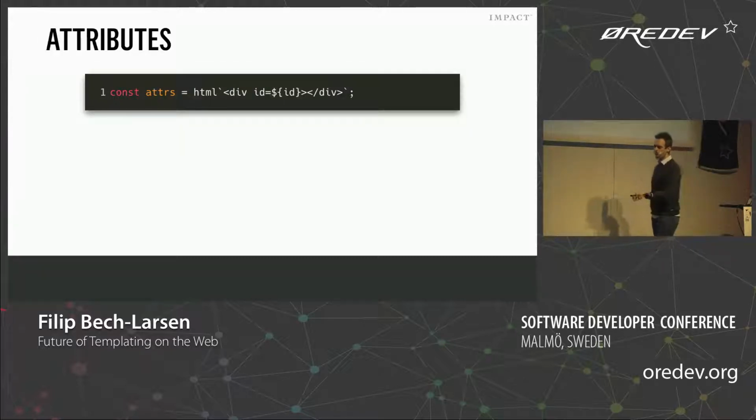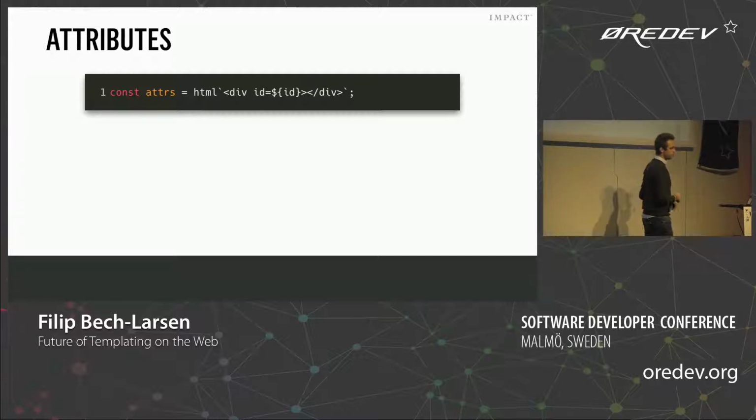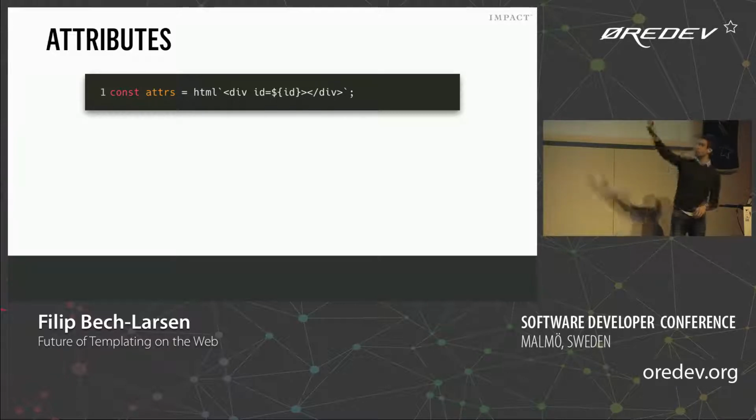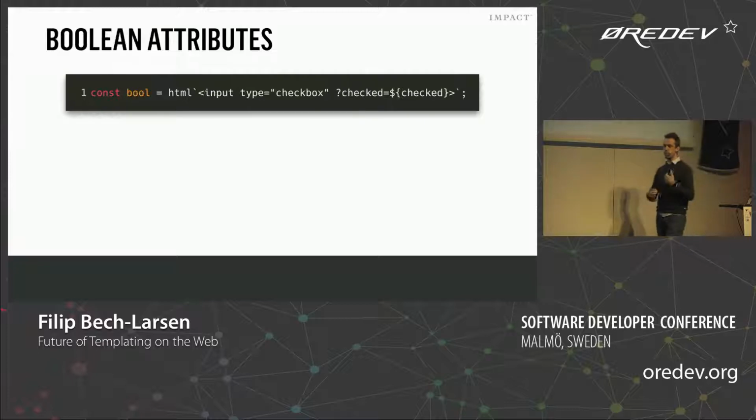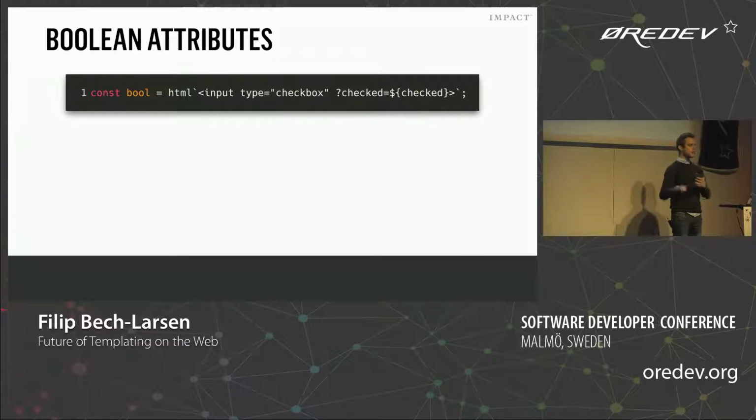Then we can do attribute bindings. So in here, it's just a div tag, and we can bind directly to the ID attribute like this. It's pretty self-explanatory. And then there's a special syntax if you want to bind to a Boolean attribute. If you put the question mark in front of the attribute name, that means that if the expression is truthy, then the attribute is going to be there. And if it's not, it's not going to be there at all. It's not going to be there with an empty value or something. It's just going to be out.